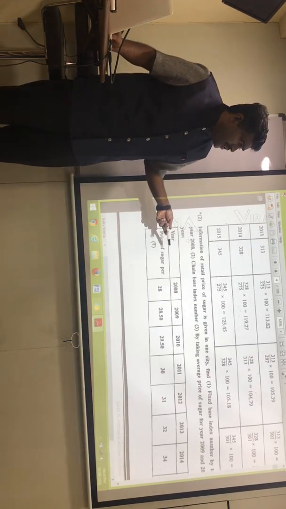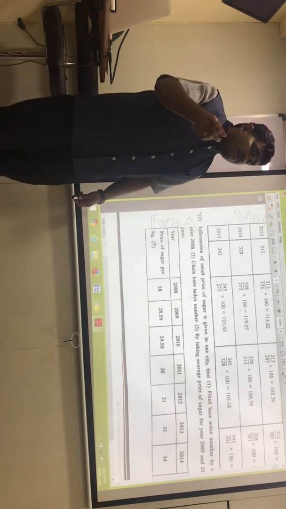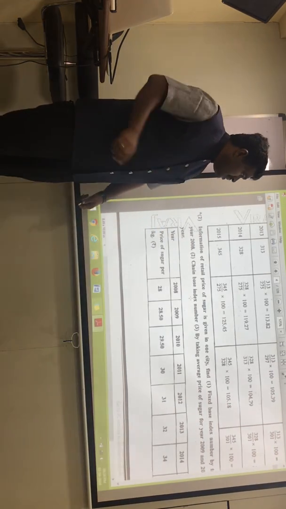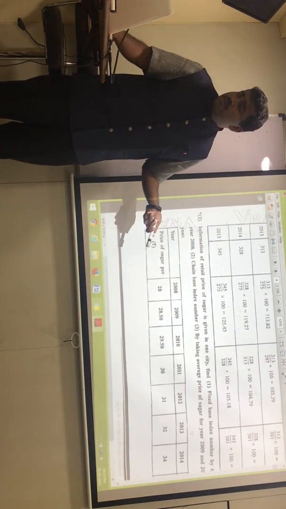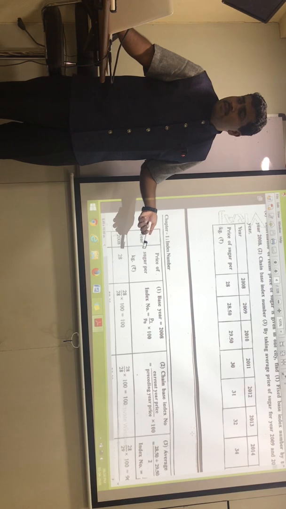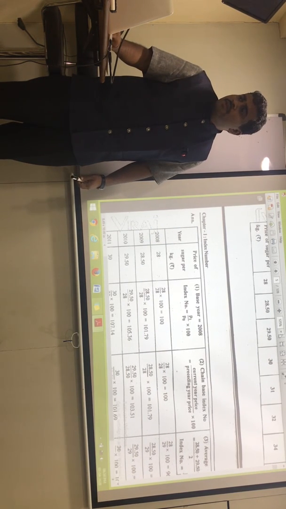the base year 2008. It's fixed. Then the chain base method. So what is the first value of the chain base method in the absence of information? Yes, 100, by taking the average price of sugar, average price also. That means the same sum. You can see the same sum is given to you.